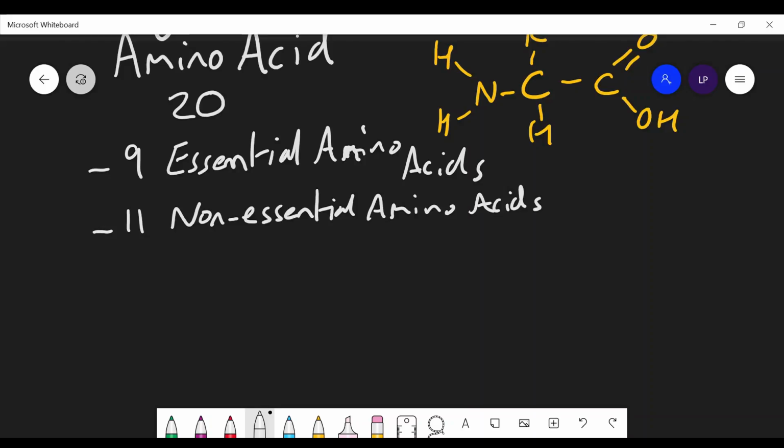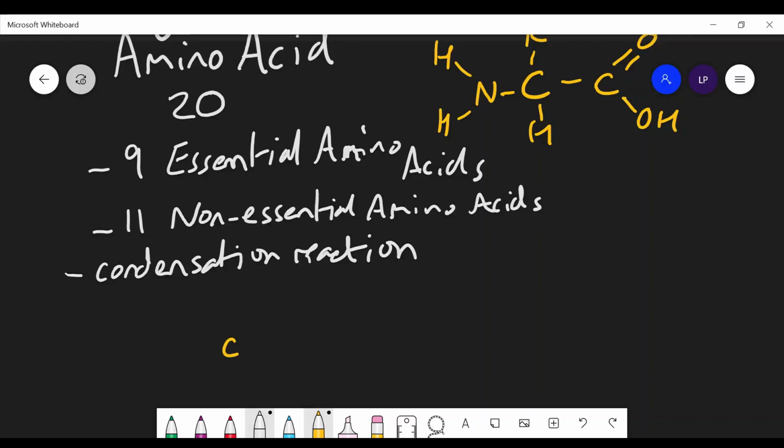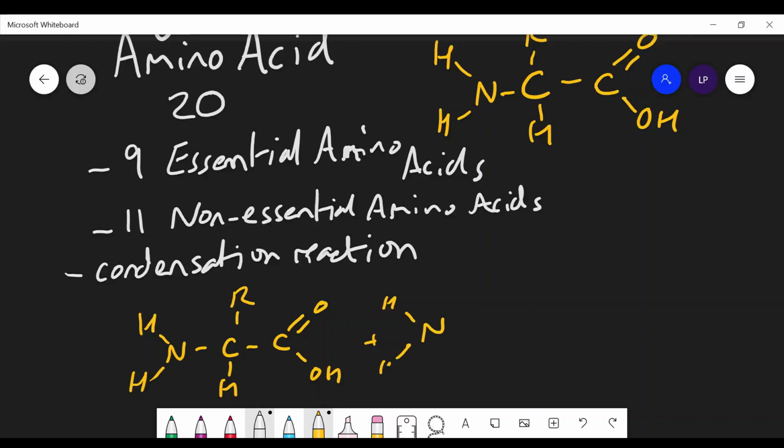So how do we put these guys together? How do they form the long chains that make proteins? Well, this is a condensation reaction. We take our first amino acid. The R group does not matter, so it does not affect the formation of this bond. And we add to that a second amino acid. It's our second one.